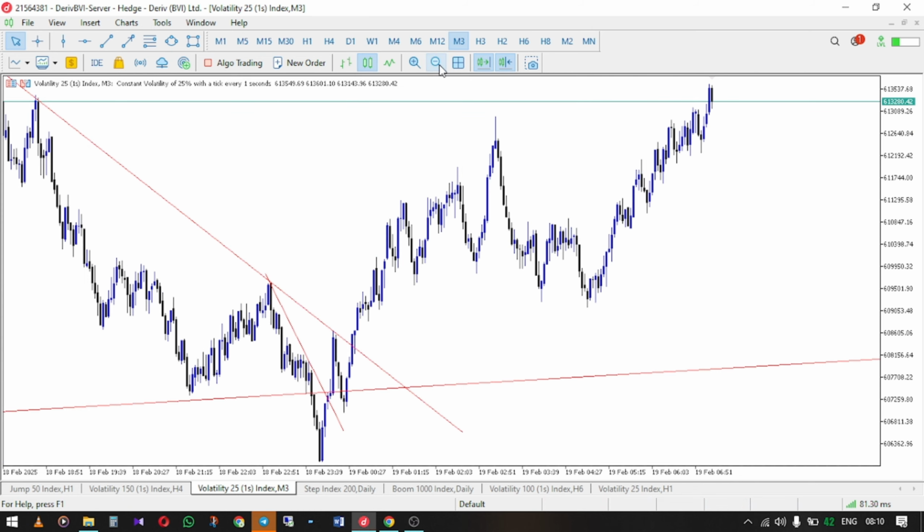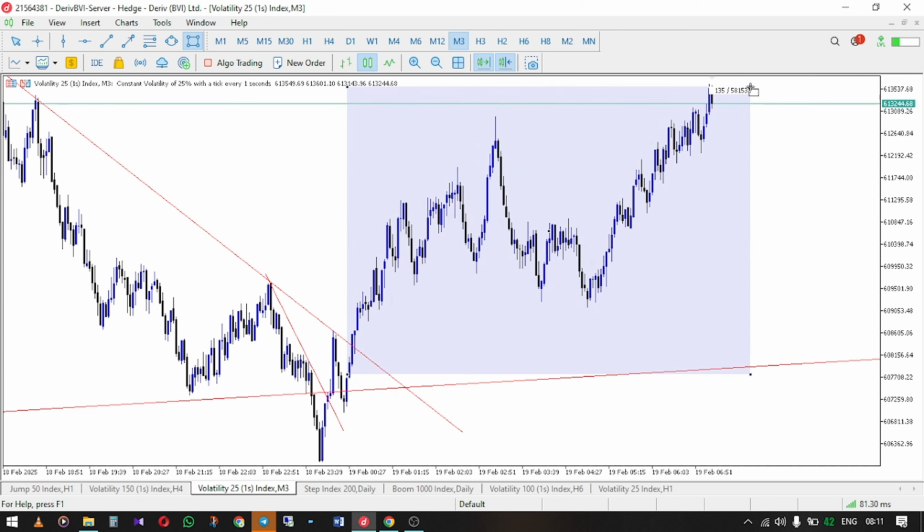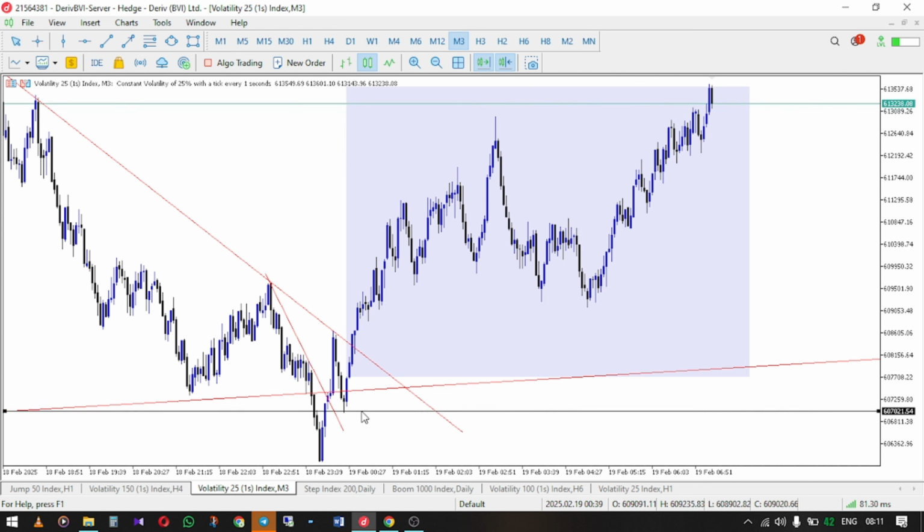We had price break this M3 trend line and then break to the upside, had a retest, and we entered from somewhere beautiful around here. And look at where the market is. Our SL was just below here, guys. Our SL was just below this. Very, very beautiful to see, right?